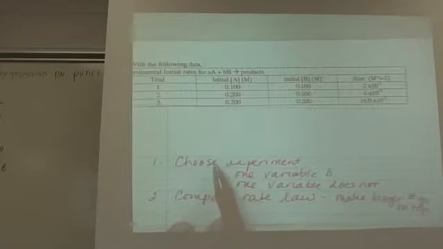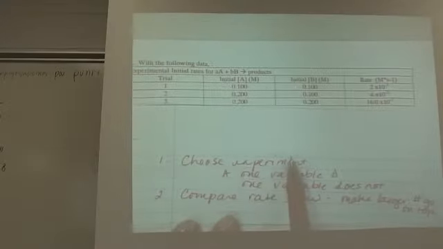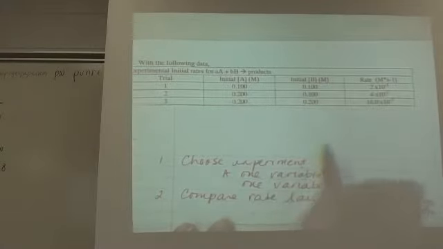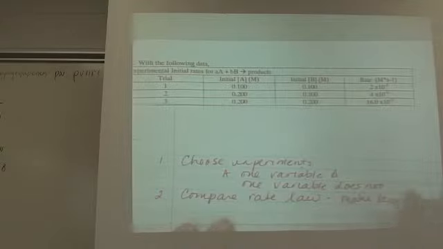And the way I'm going to do that is I need to choose an experiment to evaluate. And the experiment that I need should have one variable that changes and one variable that does not change. Then I'm going to compare the complete rate law of those two experiments. And I'm going to put the larger numbers on top because I like things to be easy.